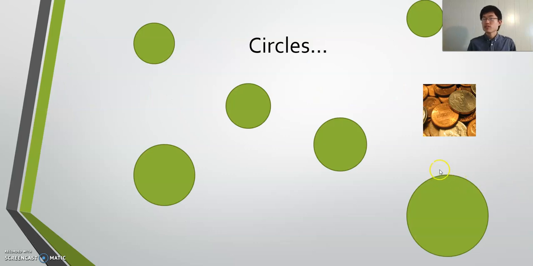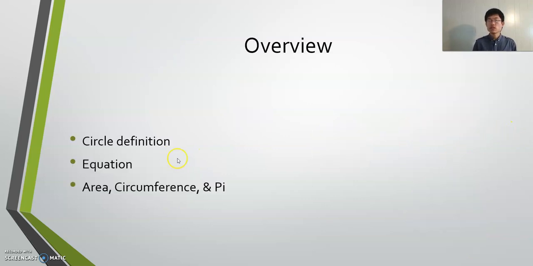Alright, now, circles around you. You've probably seen circles around you. They're pretty much everywhere, from coins, to your eyes, to water bottles. I mean, it's pretty much anywhere. Today I would like to give a definition and explanation of a circle. I'm going to give you the equation, and we're going to look at area, circumference, and pi.